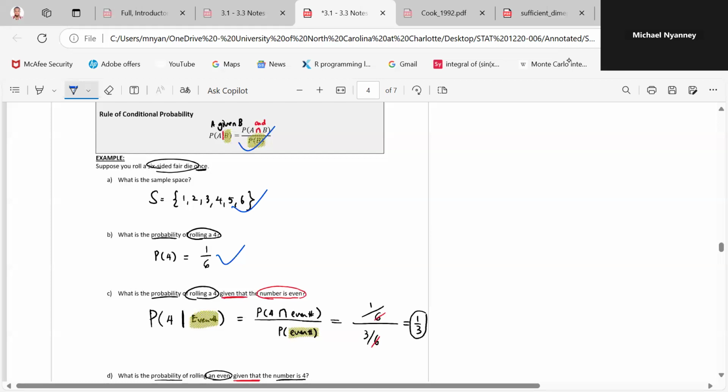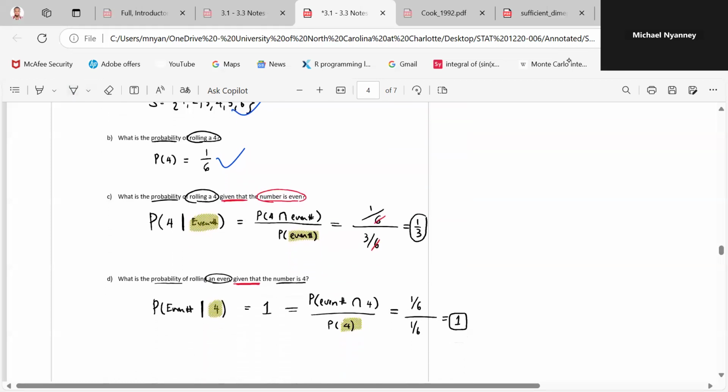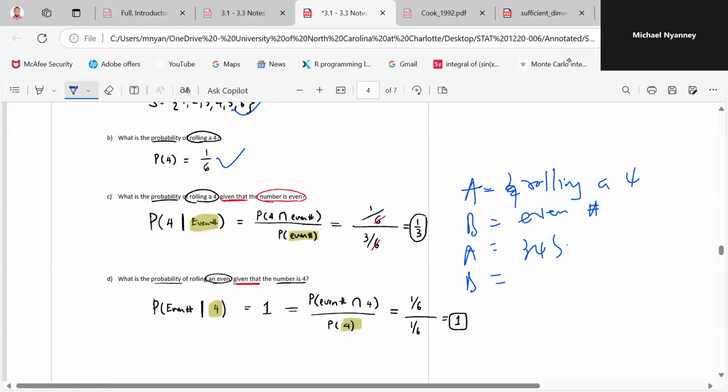Now, we are being asked to find the probability of rolling a 4, given that the number is even, so we've been given another event. In case you want to understand it more, you can let A be rolling a 4, and B be an even number. Rolling a 4 means that we have a set of 4, and B means an even number, which in the sample space is 2, 4, and 6.